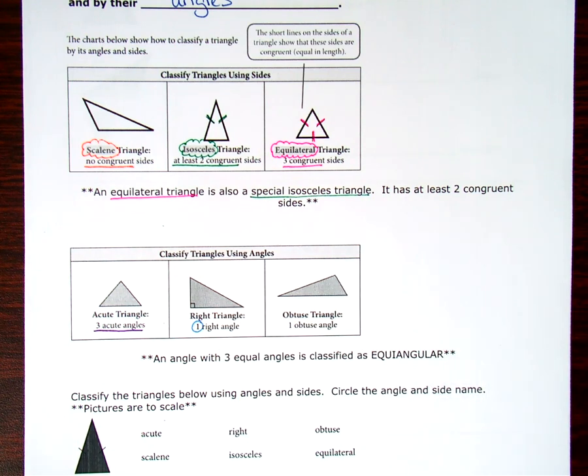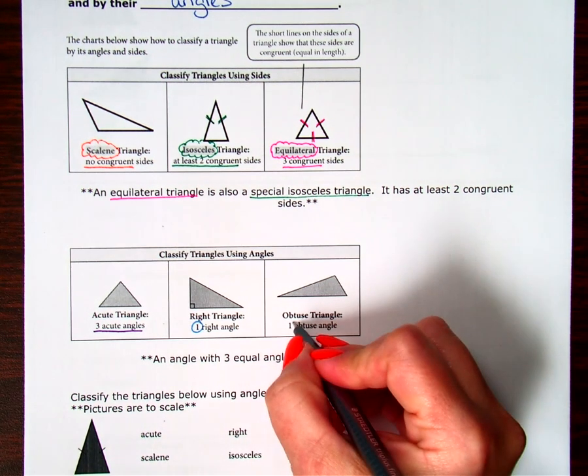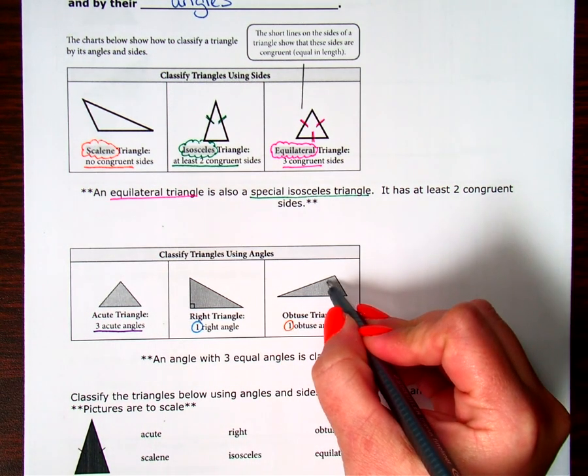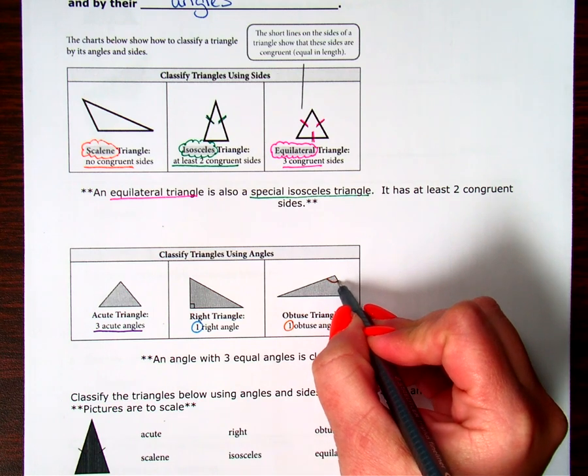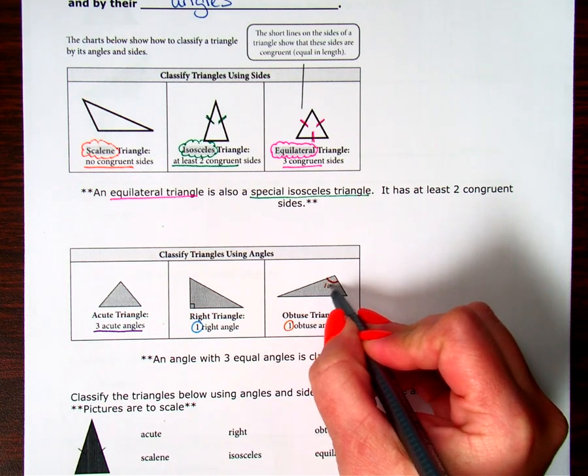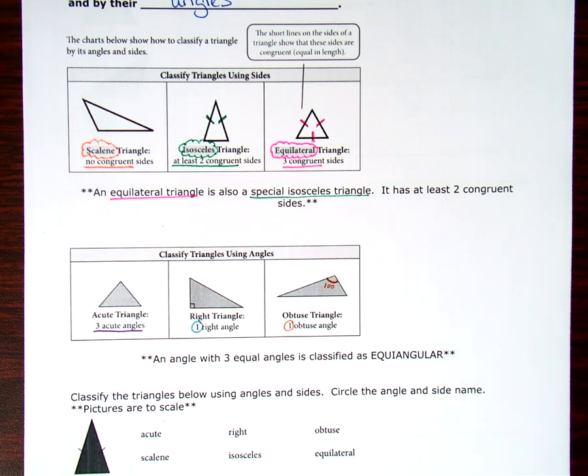And then my obtuse triangle has one obtuse angle, okay? So it's going to have one angle that's going to be bigger than 90. So it can be like 100 degrees or something bigger than 90. Okay, I just made up that 100 so we could show that it was definitely obtuse.